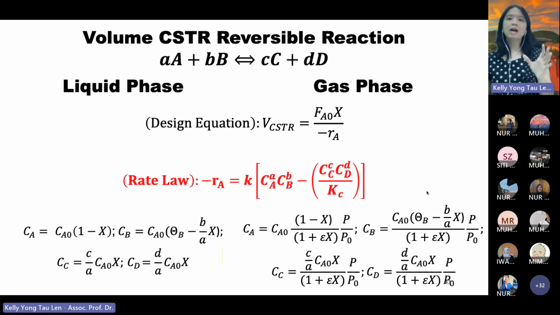So the rate law has changed. Again, we have to express the concentration. It doesn't have to be only A, B, C, D. Maybe A and B produce C, maybe A produces B and C, and so on and so forth. So I give you the example, but again, you must remember it will change according to the types of reaction.